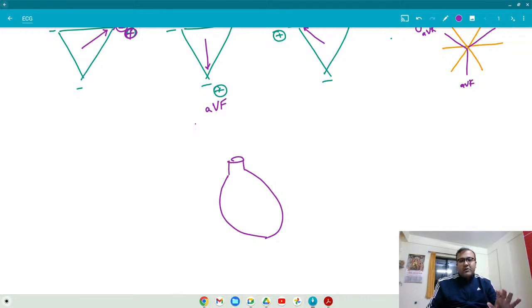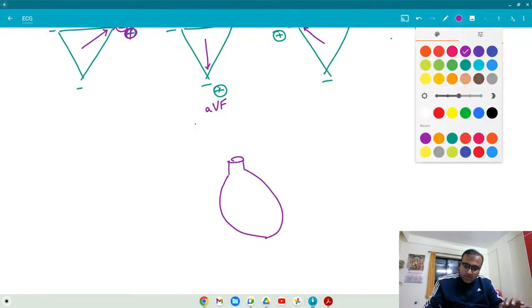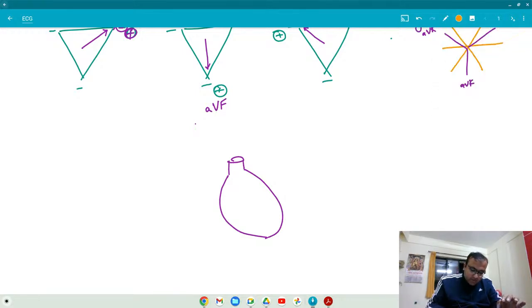Now we are talking about the major ventricular depolarization. If we talk about the major ventricular depolarization, you understand that the vector will be in this direction. We accomplish this: the major ventricular depolarization vector, which direction will it be in? It will be towards the left side of the ventricle, right?